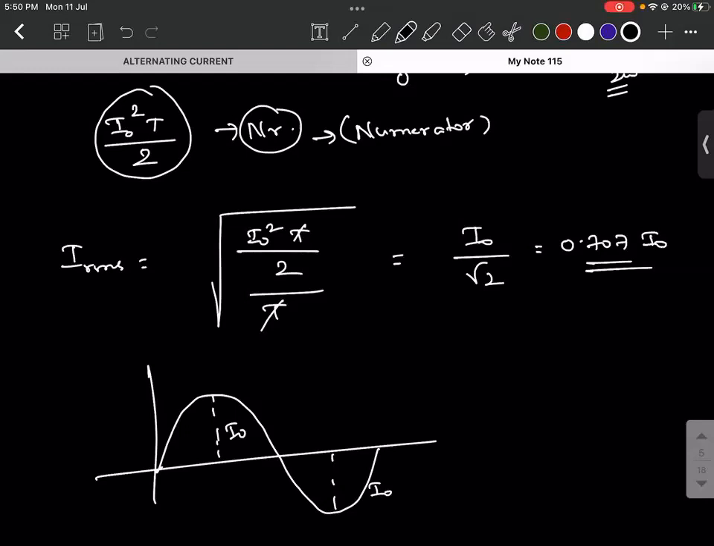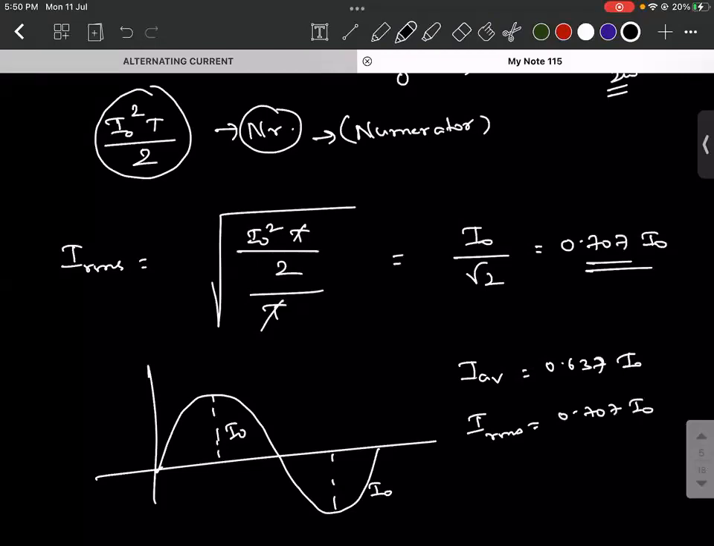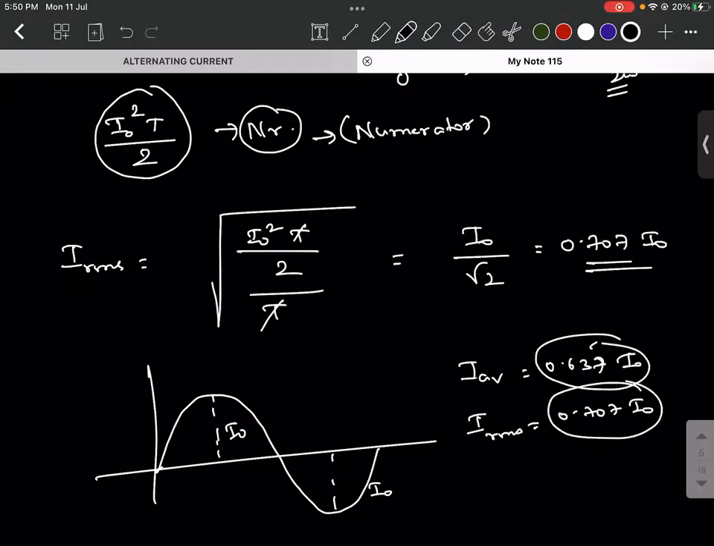I is the instantaneous value. So average value, what did we get? I average, we got it as 0.637 times I naught. And I RMS, we got it as 0.707 times I naught. Listen to this carefully. A number multiplied with a constant value, can I call it a constant? Similarly, 0.707 times I naught. A number multiplied with another constant is also a constant. So when you try to find the average value or RMS value of time varying current, you are actually getting a constant value.